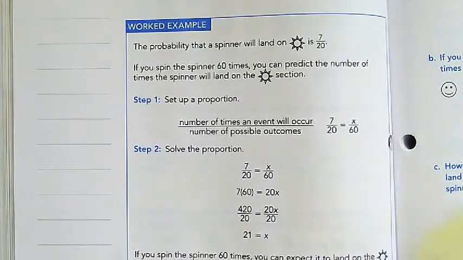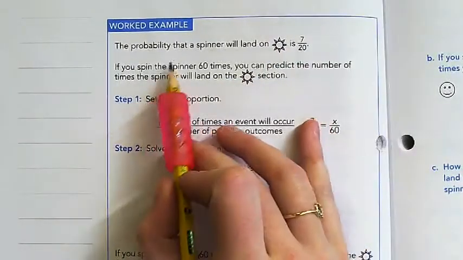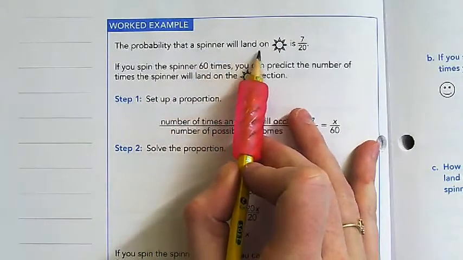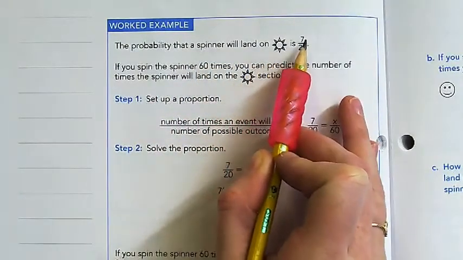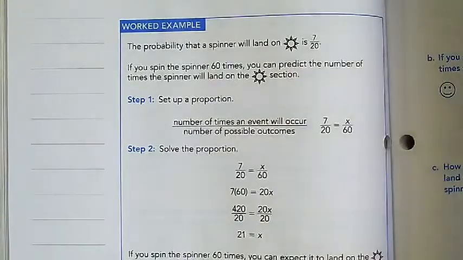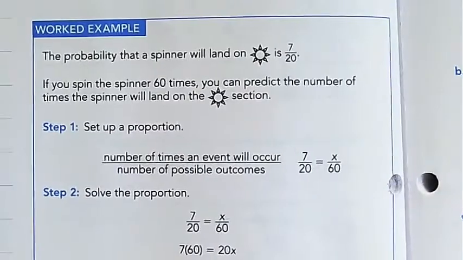So let's talk about these steps. The probability that the spinner will land on the sun is 7/20. So 7 out of 20.